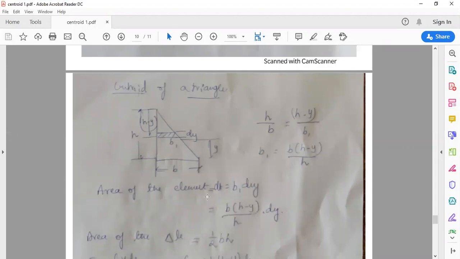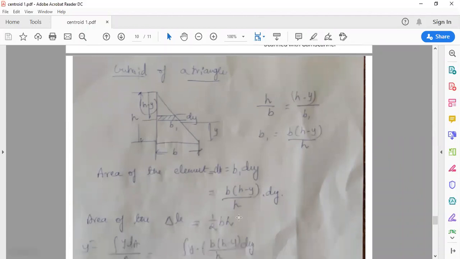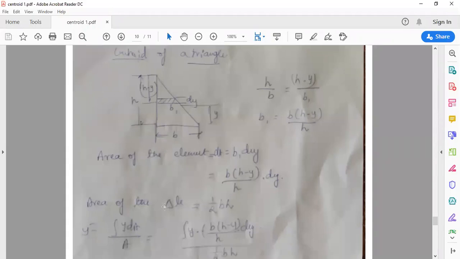Now, as per the centroid, we can write x bar equals summation of a_i x_i divided by summation of a. Or in terms of integrals, x bar equals integral of x dA divided by A, or y bar equals integral of y dA divided by A.